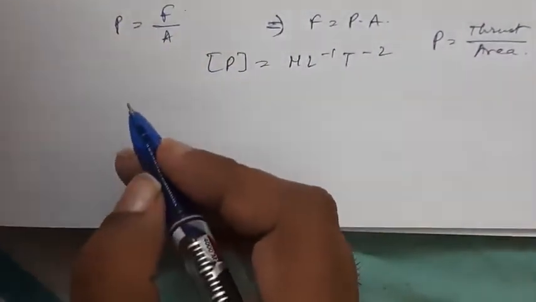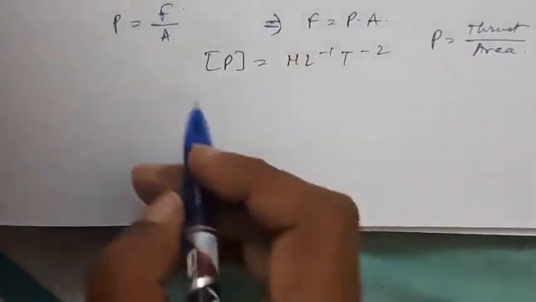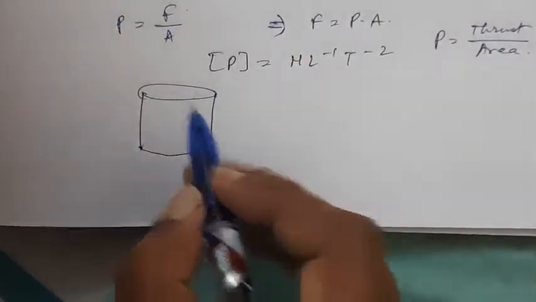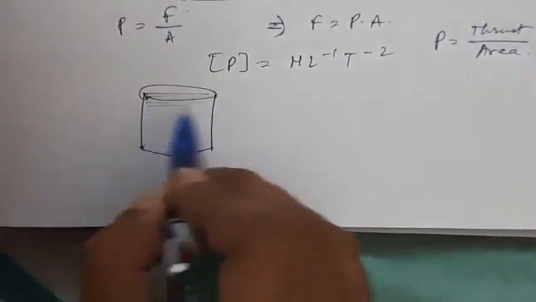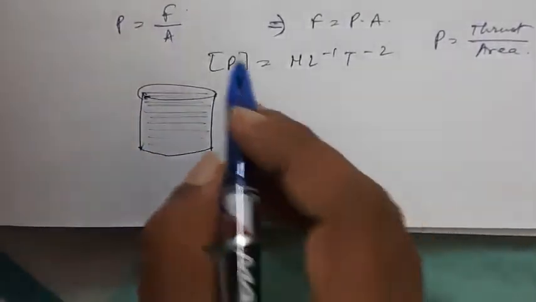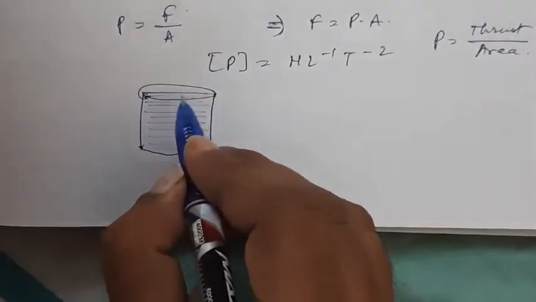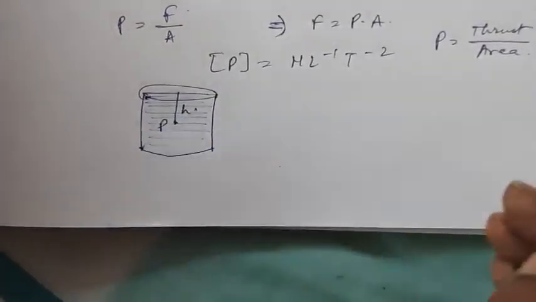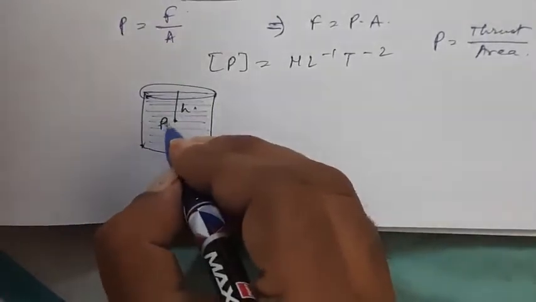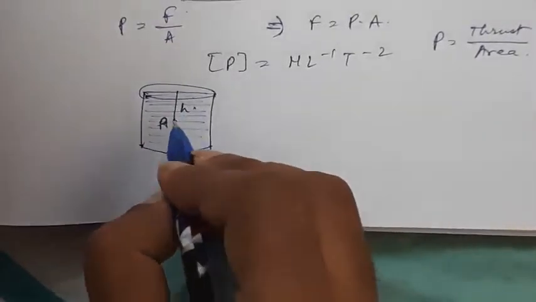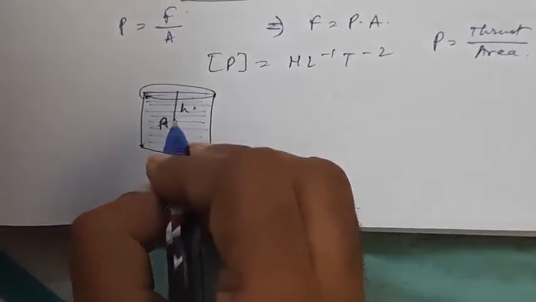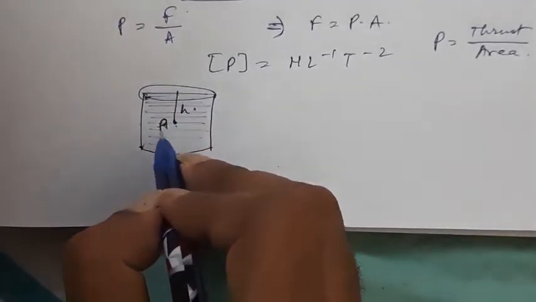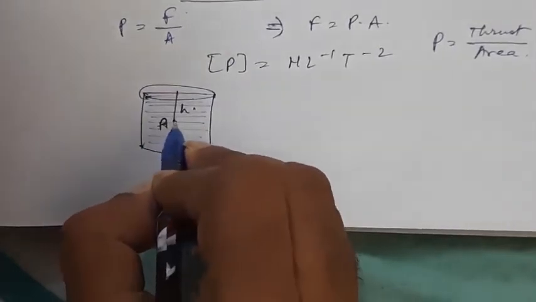Now what happens when a liquid column is taken? This is a can which you can fill up with a liquid. This is the free surface. At depth h, a point is taken. What is the pressure at this point A? From the free surface, the depth is h. What is the amount of pressure acting here at this point A?